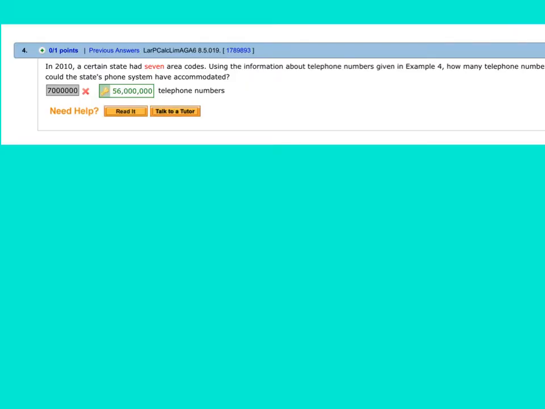Okay, this is number 4. It says in 2010, a certain state had 7 area codes, using the information on the telephone. So I posted example 4 with hopes to answer some of these questions. But it's basically telling you that, just like we did with the warm-up, there's really 2 parts to a phone number: the area code at the front and then the local part. Okay, this is saying there's 7 area codes. So the total of that is 7, not 777 or anything like that.